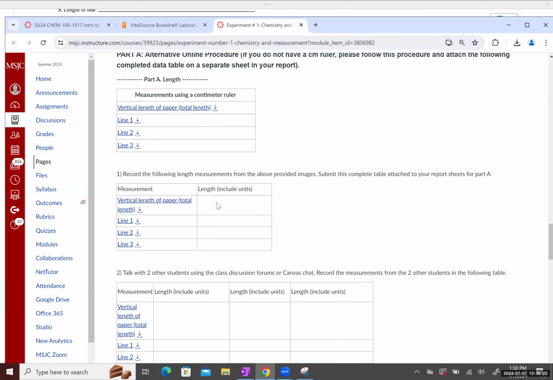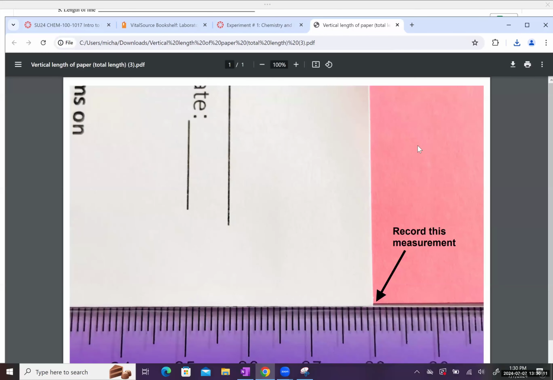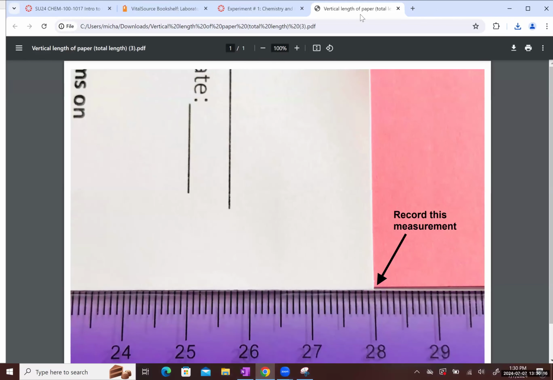So we have the vertical length of a paper. To open up this image, I'm going to open up this link and view this PDF. We have a ruler available in front of us, and this is a centimeter ruler. We're trying to measure the length of a piece of paper, and we're going to be taking a measurement. So as always, first things first, we can see that we're somewhere between 27 and 28 centimeters.